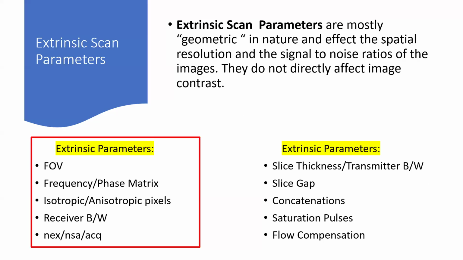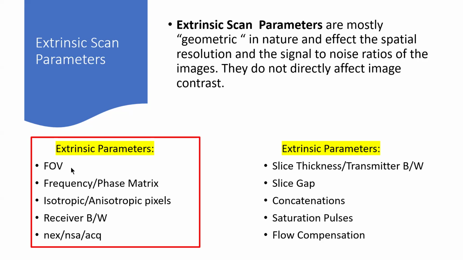All right, so our extrinsic parameters. Now we're leaving contrast parameter land and we're into the geometric stuff. If you look at all of these, with the exception of maybe these last four, slice gap, concatenations, sat pulses, and flow comp, and NSA, all of these are basically geometric things. So these right at the top are geometry. How big are my pixels, basically? Are my pixels big or small? Are they square?